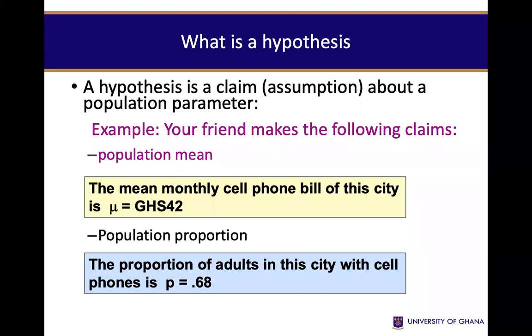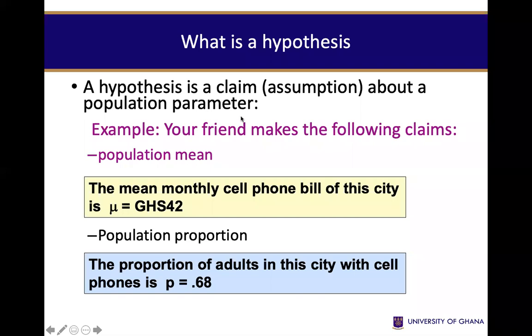And some of these examples are here. The mean monthly cell phone bill is 42 dollars. That's a statement, that's a claim about the population parameter that we are making. So as I was saying, these things have to do with claims that are made about the population parameter. Like the example you are seeing, the mean monthly cell phone bill of this city is 42. So that is a population parameter, right?